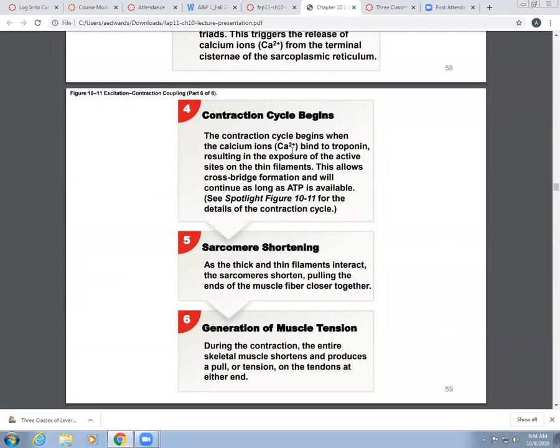Calcium ions, once they release from the terminal cisternae, are going to bind to troponin. That exposes the active sites on your thin filaments. It allows cross bridges on the myosin to bind to the actin. And this happens as long as you have ATP. You need energy for this to happen. So your sarcomeres will shorten. Your thin and thick filaments are going to interact, pulls the end of the muscle fiber together. So your sarcomere, Z-line to Z-line, gets shorter.